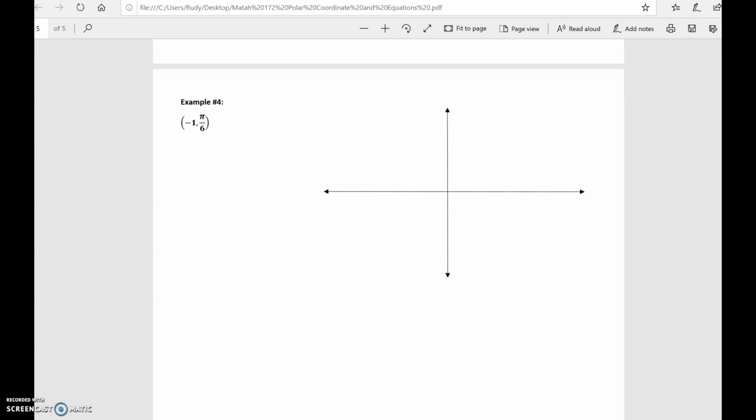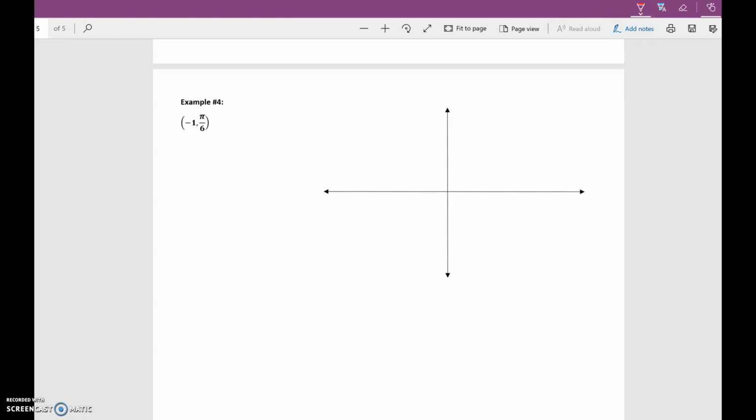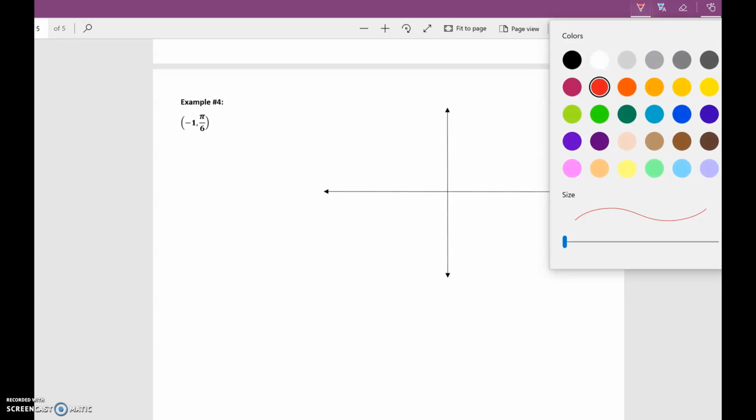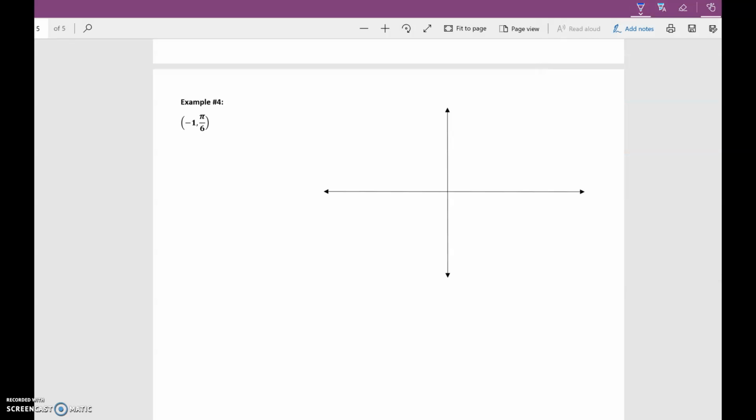Hi class, let's take a look at example 4. As we're graphing some equations, you're going to end up with a value for r that happens to be expressed as a negative value. So here's the trick on graphing these. You're going to first graph basically the coordinate point 1 comma pi over 6.